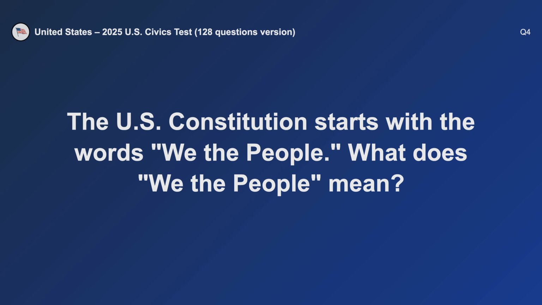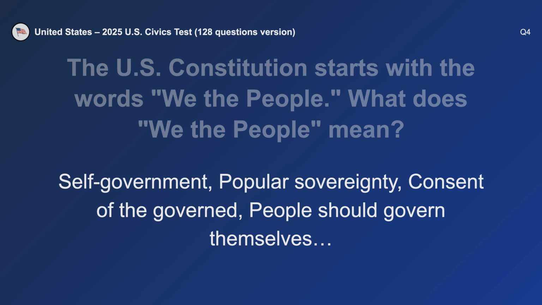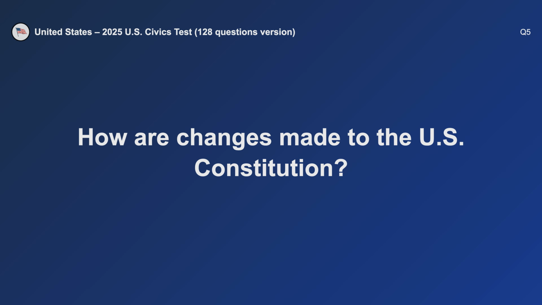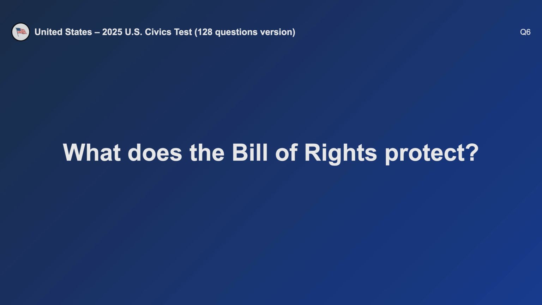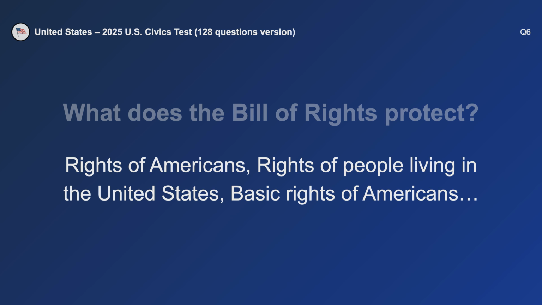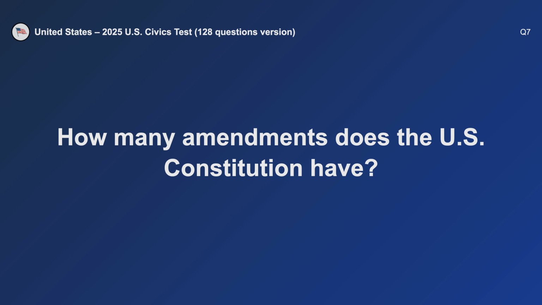The U.S. Constitution starts with the words, "We the people." What does "we the people" mean? Self-government. How are changes made to the U.S. Constitution? Amendments. What does the Bill of Rights protect? Rights of Americans. How many amendments does the U.S. Constitution have?